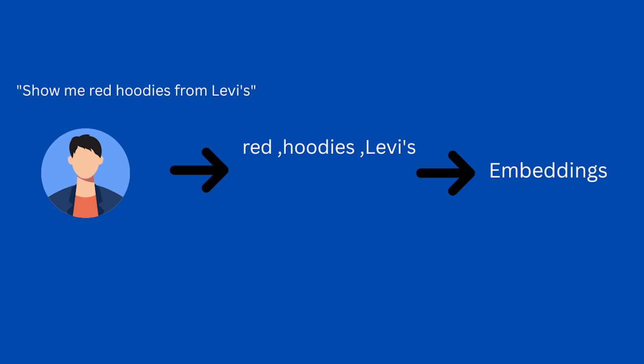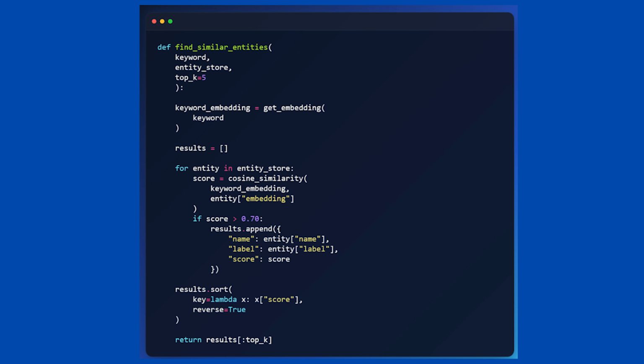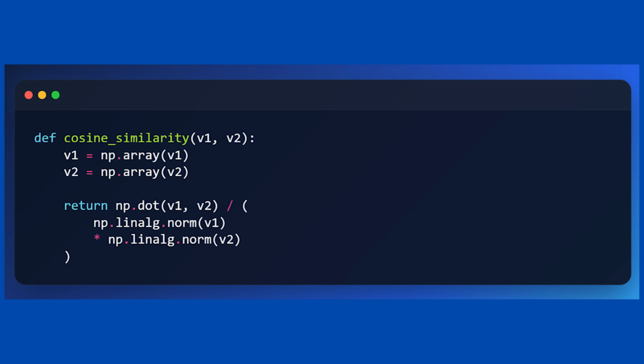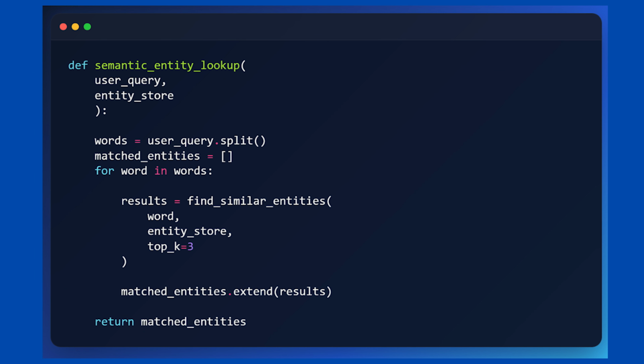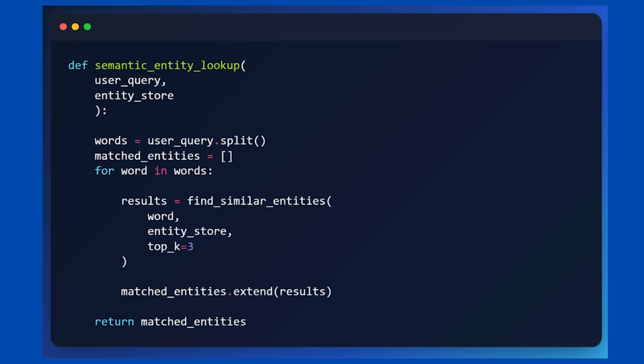For this, I created a method called semantic entity lookup. This method takes each keyword and searches for related entities within the graph embeddings. The main logic is implemented inside the find similar entities method. This method uses cosine similarity to compare vector embeddings and identify the most relevant matches. For generating all these embeddings, I am using the Nomic Embed Text model from Ollama. Once the search is complete, the semantic entity lookup method returns a list of matched entities from the graph database.